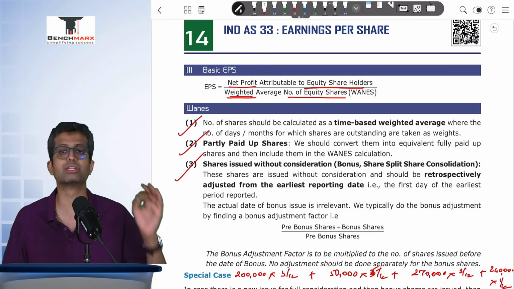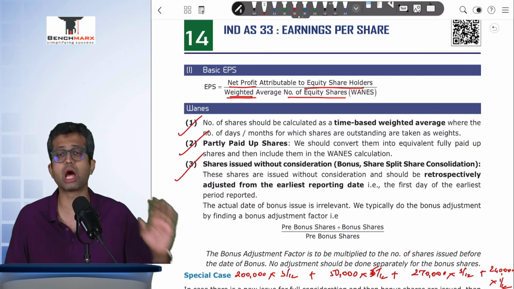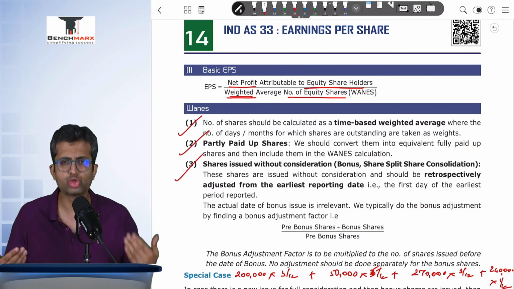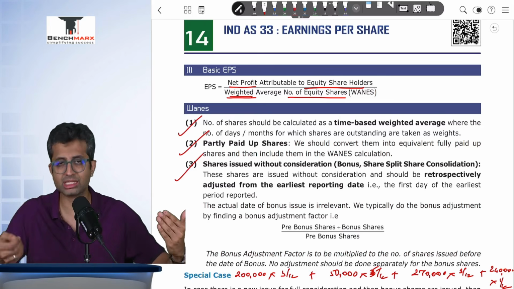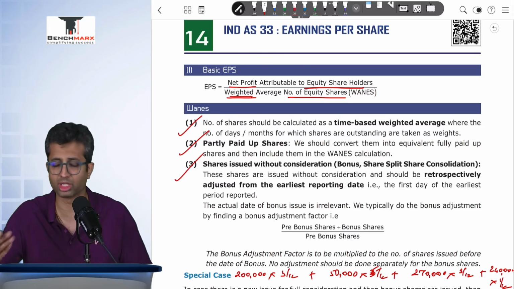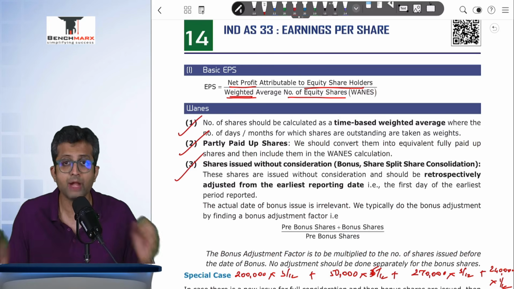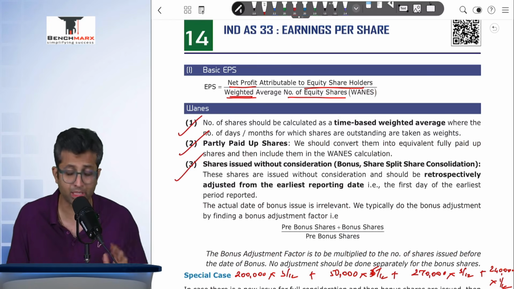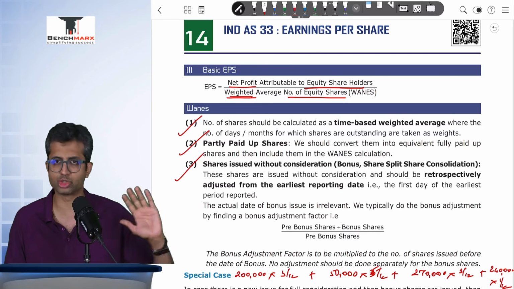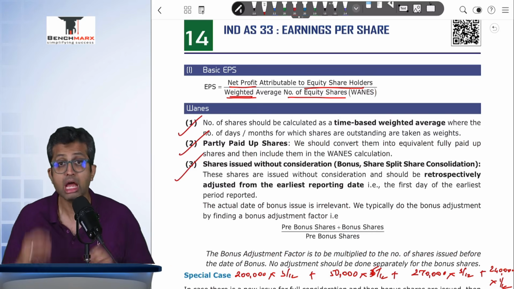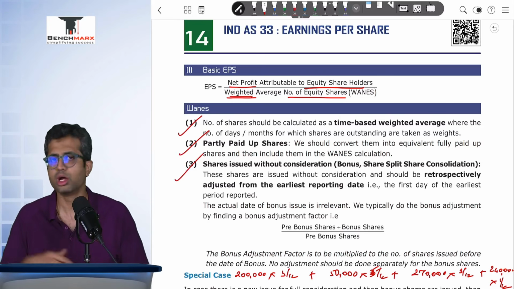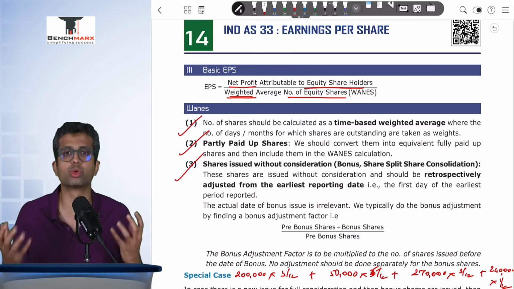Third is shares issued without consideration. Now these are also called bonus shares or sometimes share split or share consolidation. Usually when you issue shares, you get money, and this money can be deployed in the company, and hence your profits will increase. However, when you issue bonus shares, that is capitalization of reserves accountable to capital, or when you do a share split or a share consolidation, that is share capital accountable to share capital. These are basically book entries only, and hence they will not impact your total resources with the company.